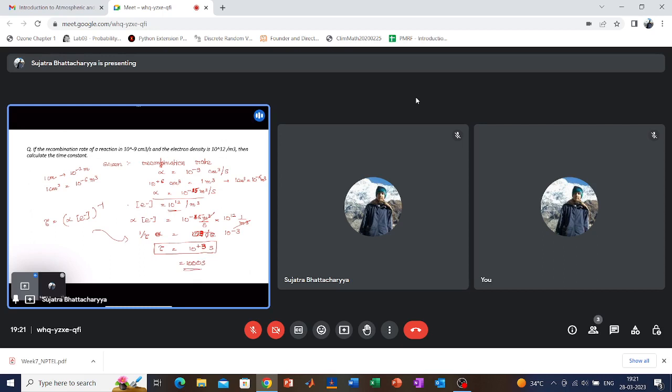This kind of numerical may be present in the assignment. You can easily solve it. This is the simple problem which I have shown. But remember this particular thing: I made some mistake over this region, so now I have changed it.